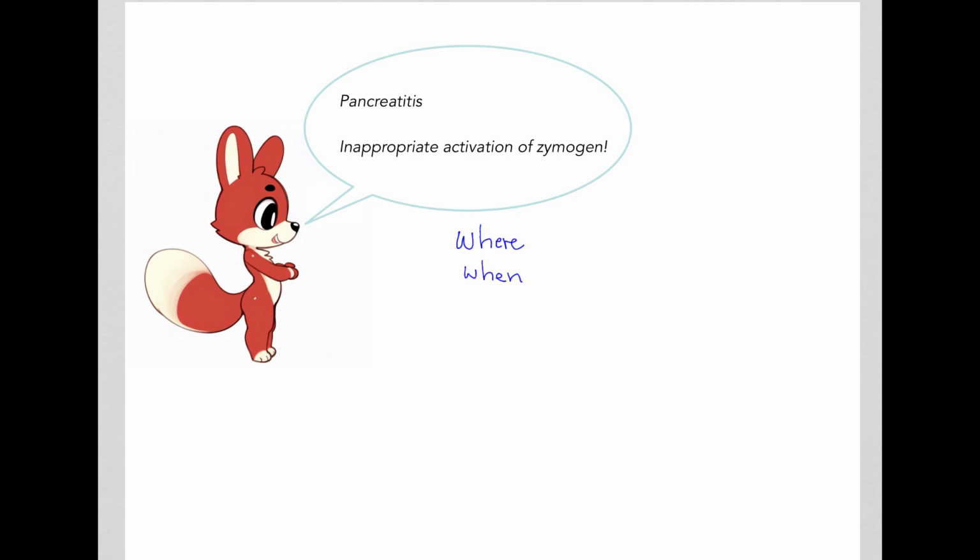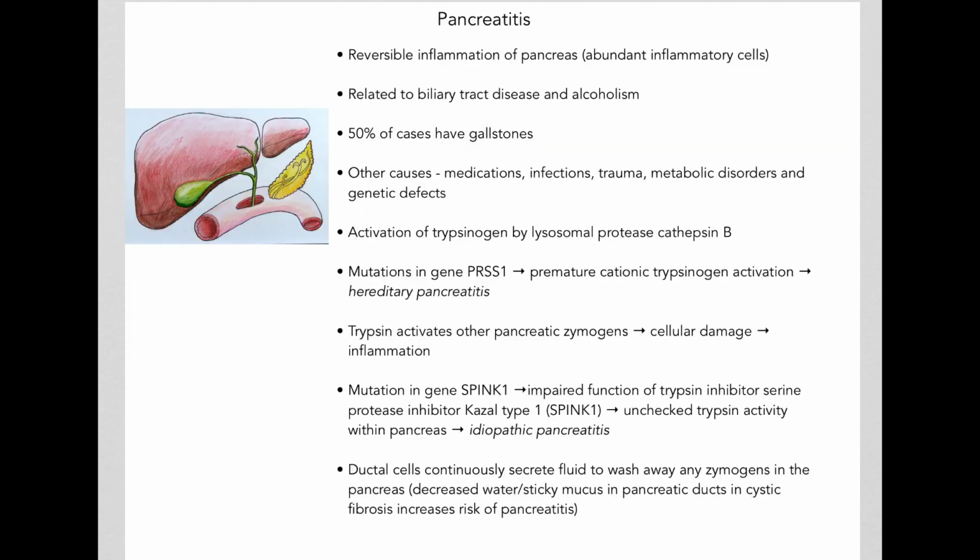So inappropriate activation of zymogens can lead to various diseases, and probably one of the best examples that we'll talk about is pancreatitis, the inflammation of the pancreas. So pancreatitis is a reversible inflammation of the pancreas. If you look at the pancreas in patients having this disease, we see plenty of inflammatory cells in the affected tissue. This disease is associated with problems in the bile ducts, the biliary tract, and is also related to alcoholism.